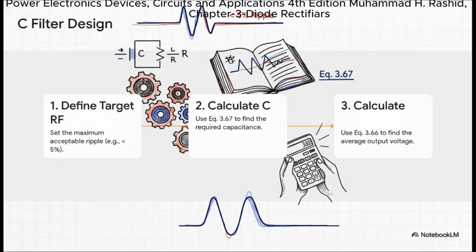And the design process itself is just beautifully logical. Step one, we define our target. How much ripple can we live with? Let's say we're aiming for less than 5%. Step two, we use the physics-based formulas right out of our textbook to calculate the exact capacitor value we need to hit that target. It's a clean three-step process.